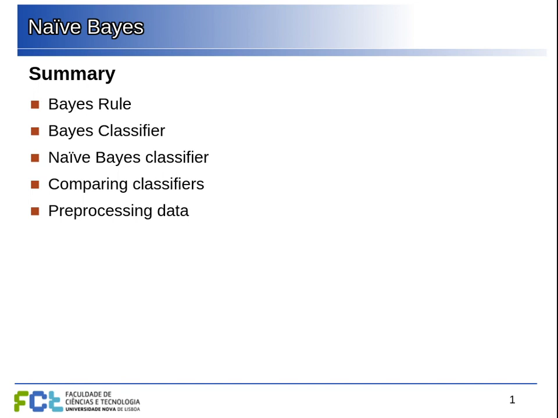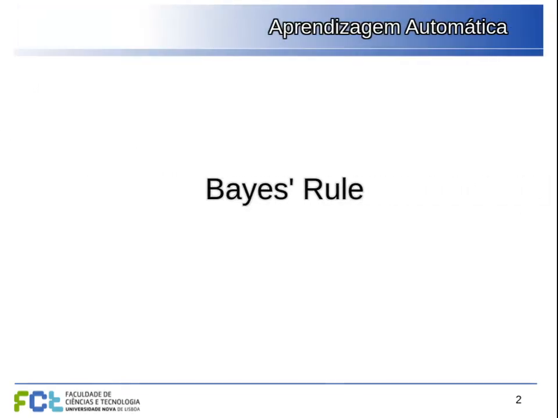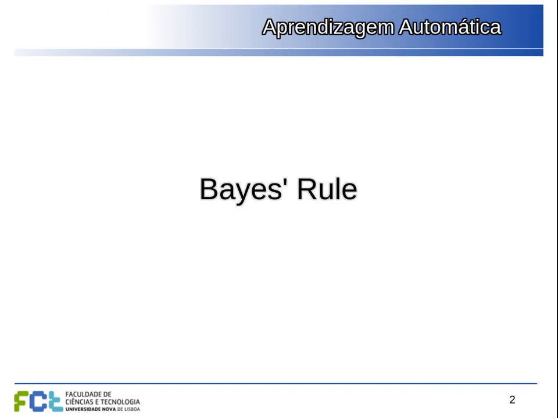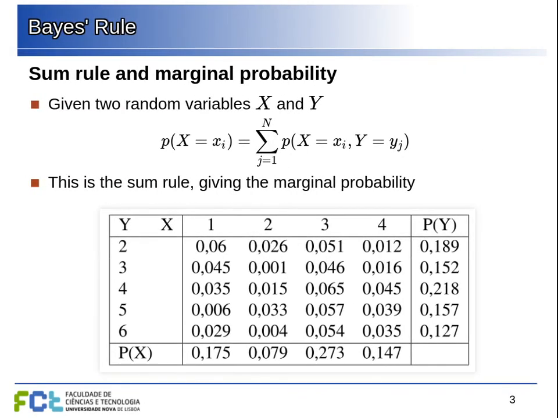So I'm going to start a bit with a revision of probabilities, Bayes rules, and then move on to the Bayes classifier and explain the need for this simplification that will result in the naive-Bayes classifier. And then we'll see how we can compare classifiers and some details about preprocessing data. So let's start with some basic notions of probability.